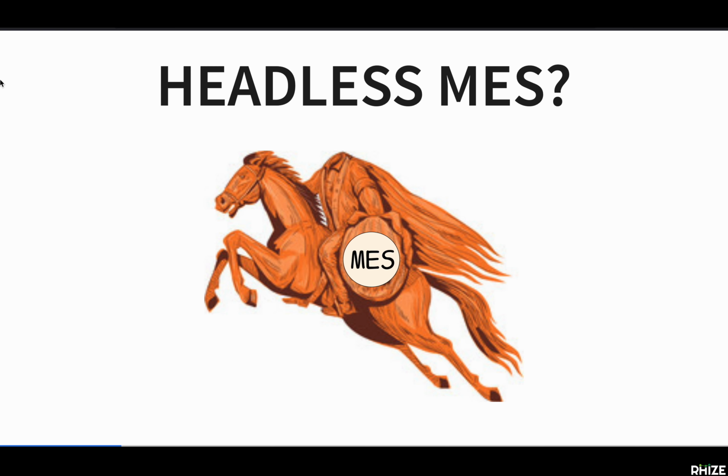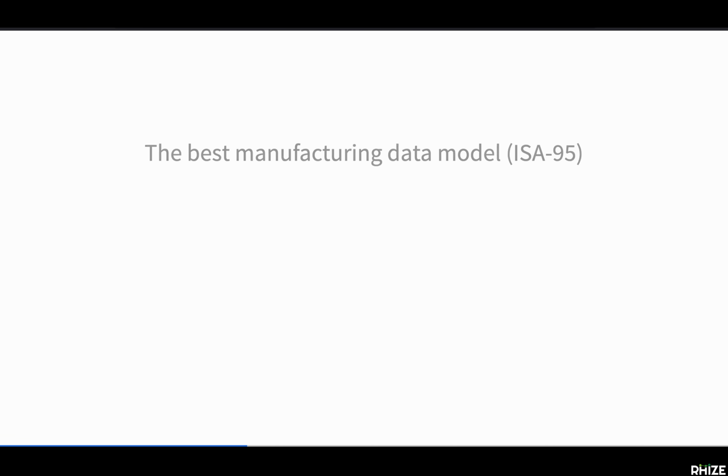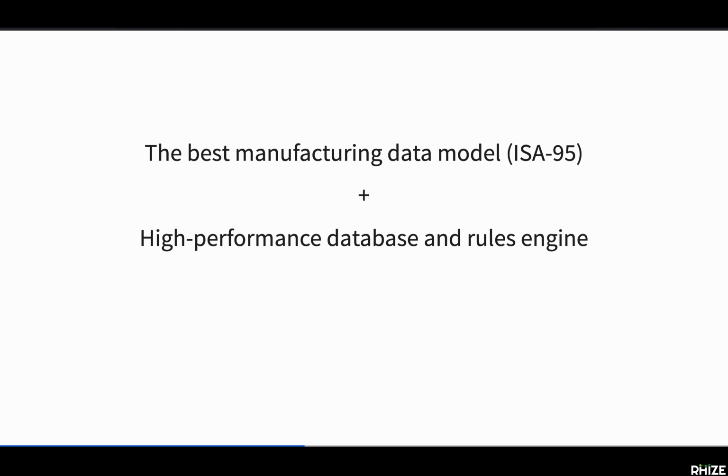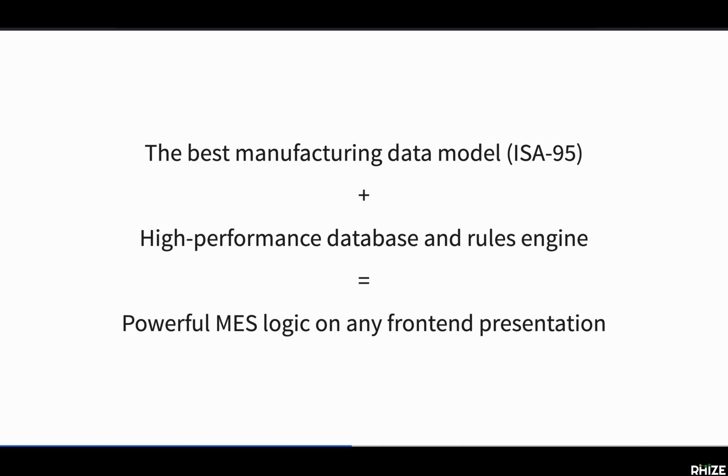Okay, so you may have heard Rhize refer to itself as a headless MES. Now, besides sounding cool, what does that actually mean? Well, basically, when you take the world's best manufacturing data model, that's ISA 95, and combine it with a high-performance database and rules engine, what you get is a powerful backend to ingest manufacturing data from a variety of systems and program custom manufacturing execution applications.